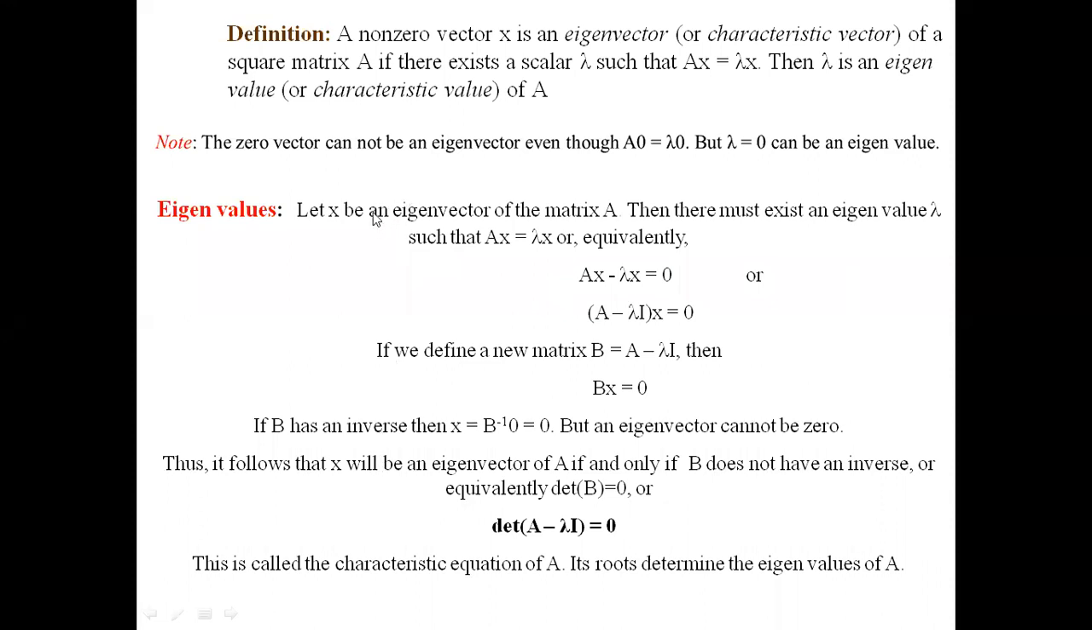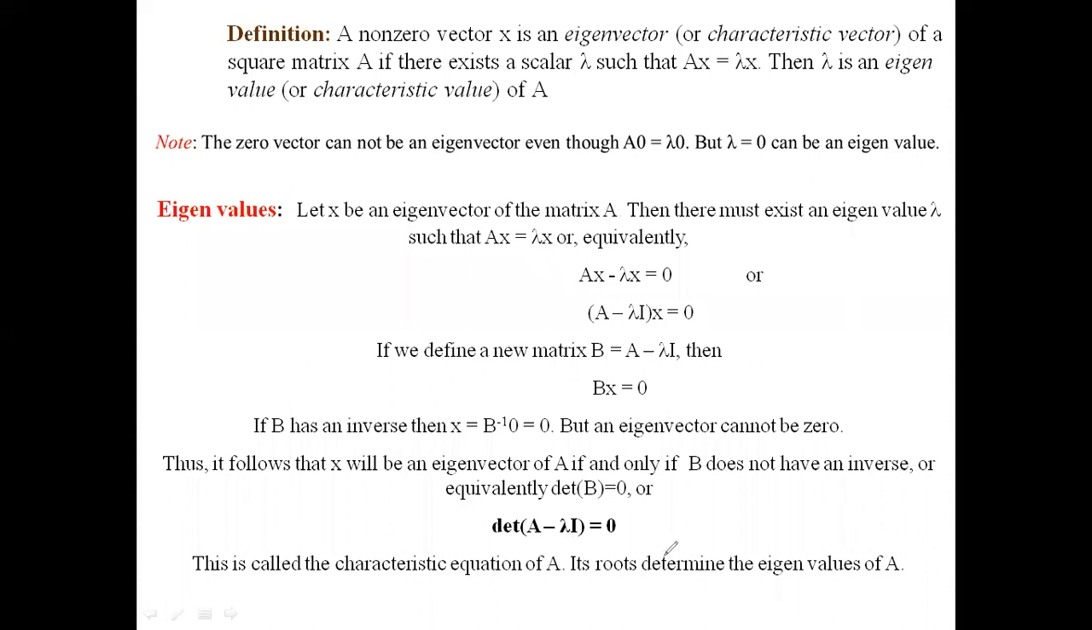Suppose we are considering x to be an eigenvector of the matrix A. Then there must be a value lambda such that Ax is equal to lambda x. By using the definition, I can write this down. Then I just shift that side, so I can write Ax minus lambda x.